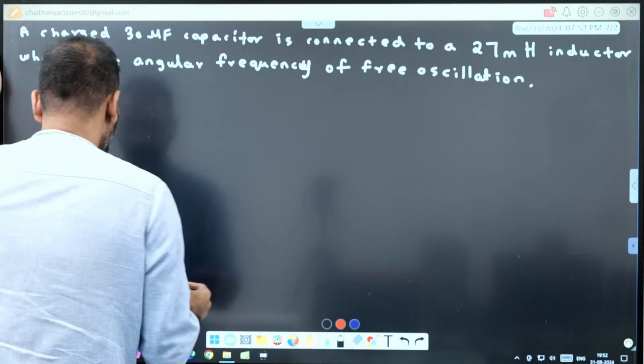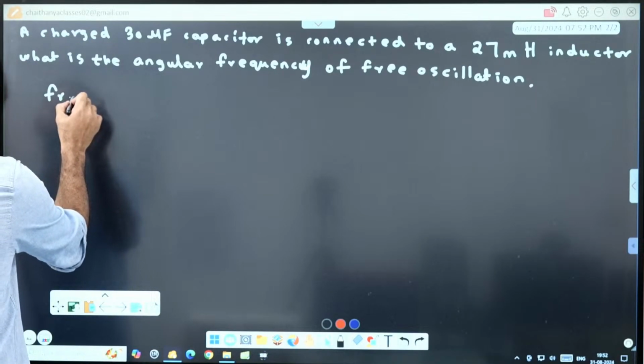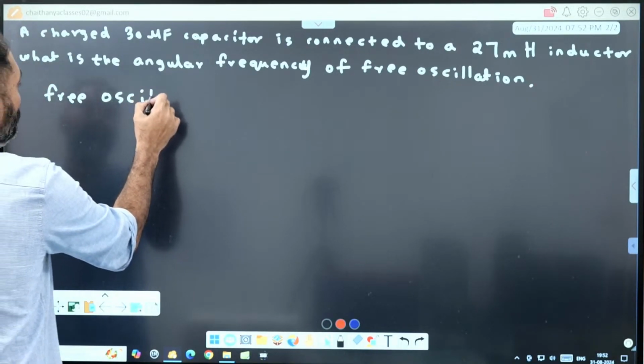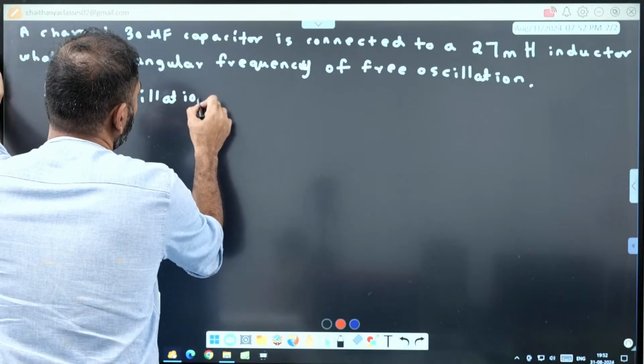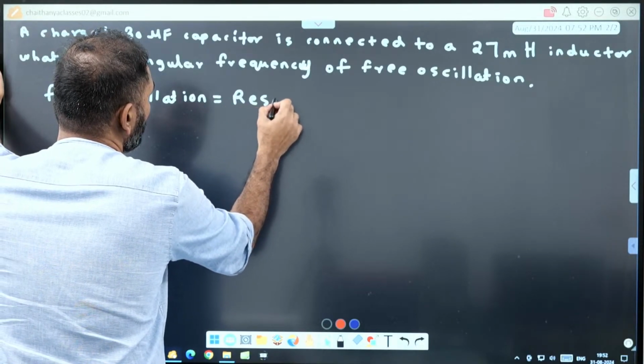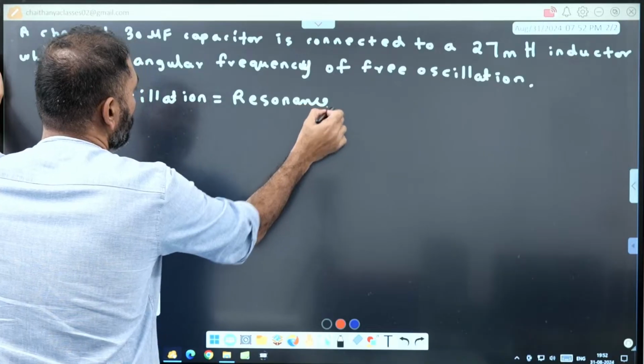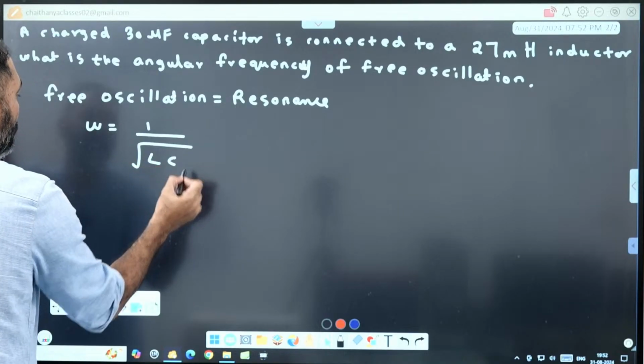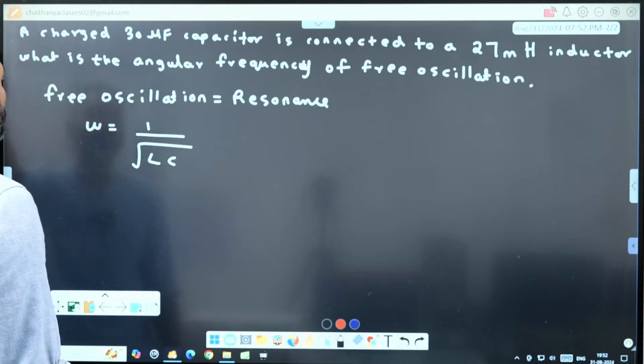Free oscillation means resonance. Free oscillation is equal to resonance. So omega is equal to 1 by root LC. That is the angular frequency.